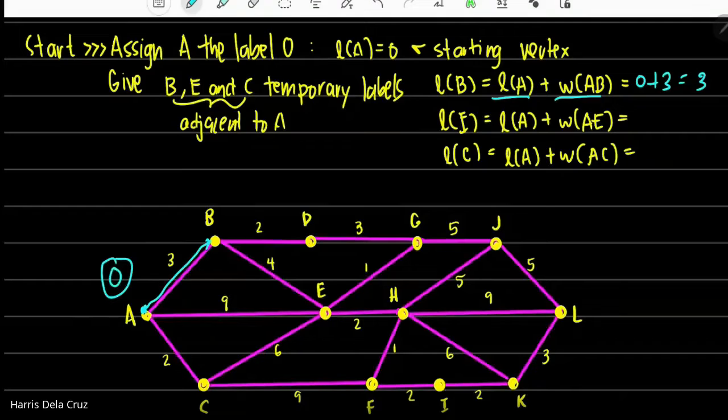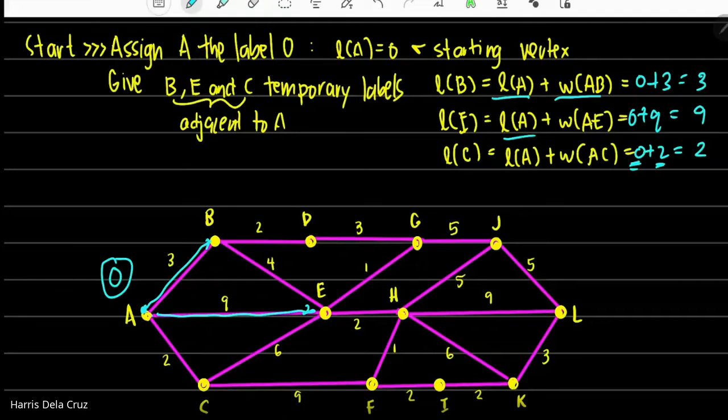Okay. Ang temporary label naman ni E ay label ni A kasi doon siya kay A manggagaling plus yung weight papunta kay E, mula kay A. So, ito yun. So, 0 plus 9. Okay. Next. Ang label ni C ay ang label ni A plus yung weight papunta kay C mula kay A. So, mula kay A, pupunta ka, so plus 2. So, 0 plus 2. Yan. Nilalagay ko yung 0 para makita natin yung pattern later. So, label nung pinanggalingan plus weight papunta sa pupuntahan. Okay? So, that gives us 2.